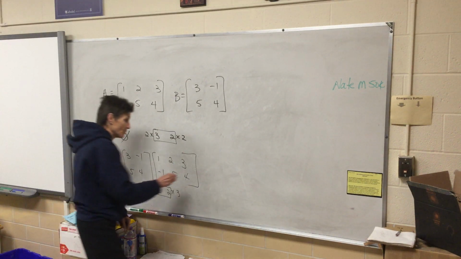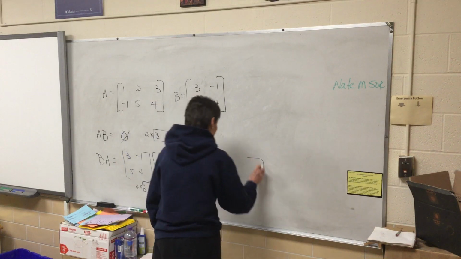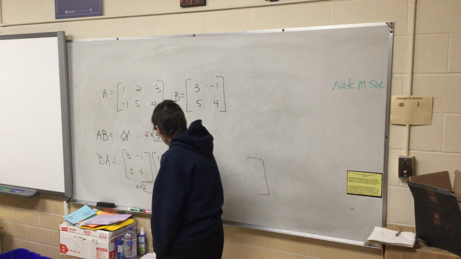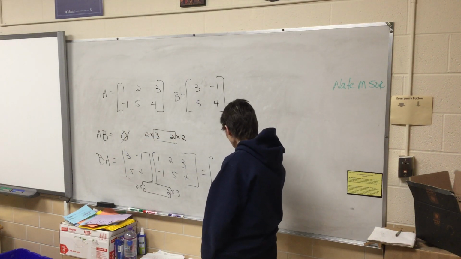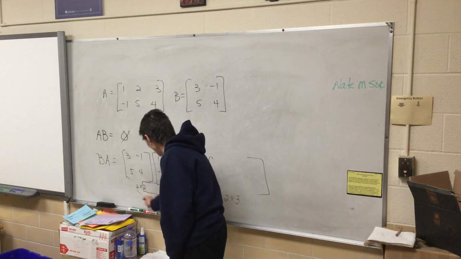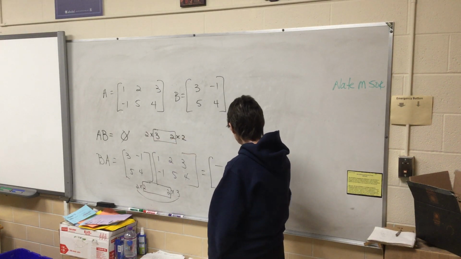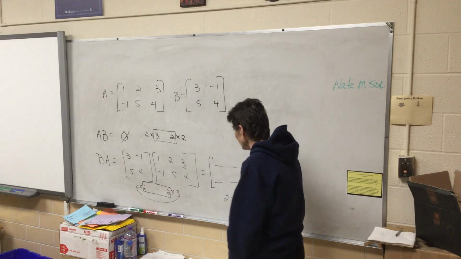The middle ones match. The answer is the outside one. So the answer is going to be another 2 by 3. So it's going to have 2 rows and 3 columns.